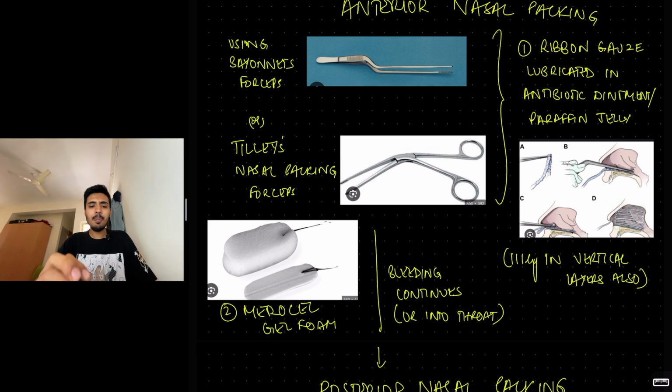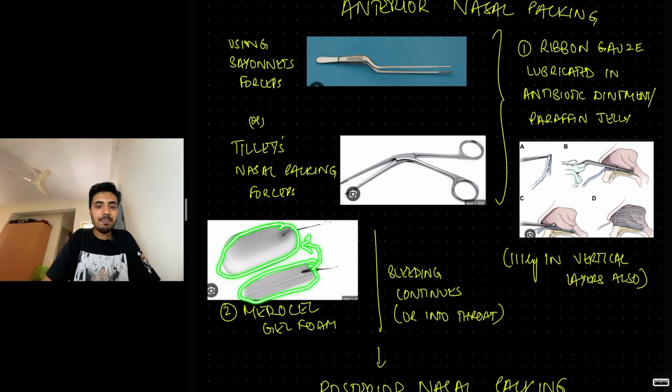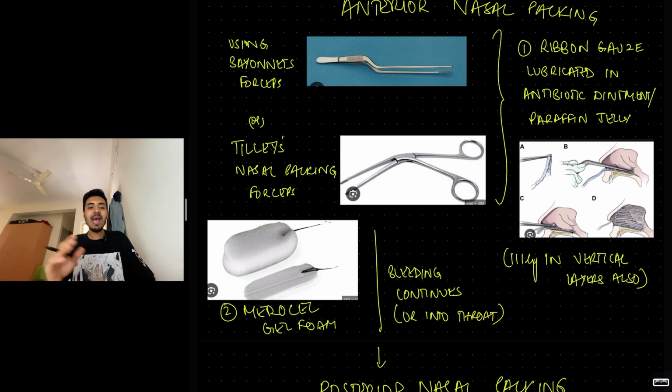But nowadays we prefer to use this Merocel gel foam. This Merocel gel foam, it comes like this. And once we place it in the nose and we add saline water, it absorbs the water and it puffs up, thereby applying pressure, packs the nose and reduces bleeding. So nowadays we commonly use Merocel gel foam for nasal packing.